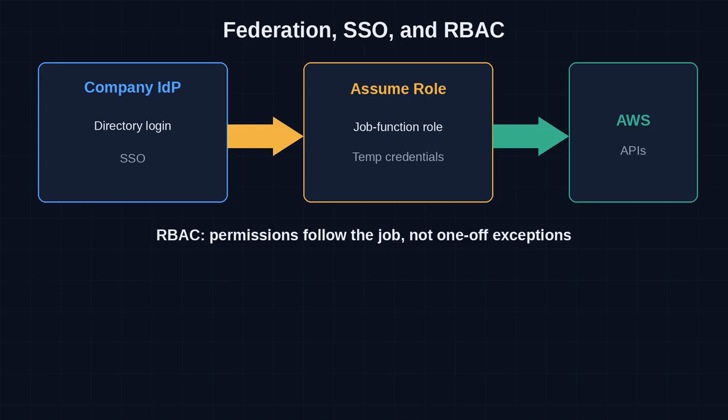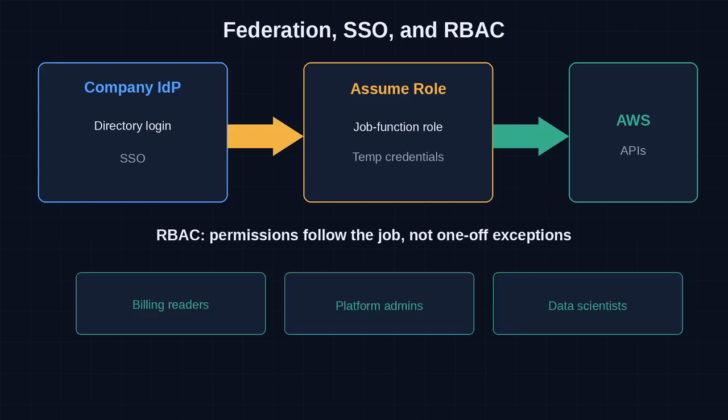Billing readers, platform admins, data scientists. You map those jobs to groups or to roles, not to 50 bespoke user policies. That alignment with org structure cuts excess privilege. The quiet risk where someone still has yesterday's project admin rights.